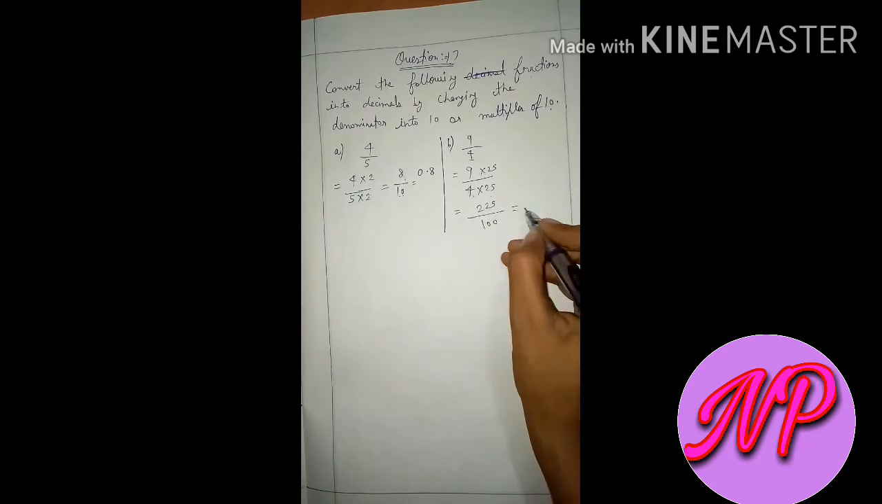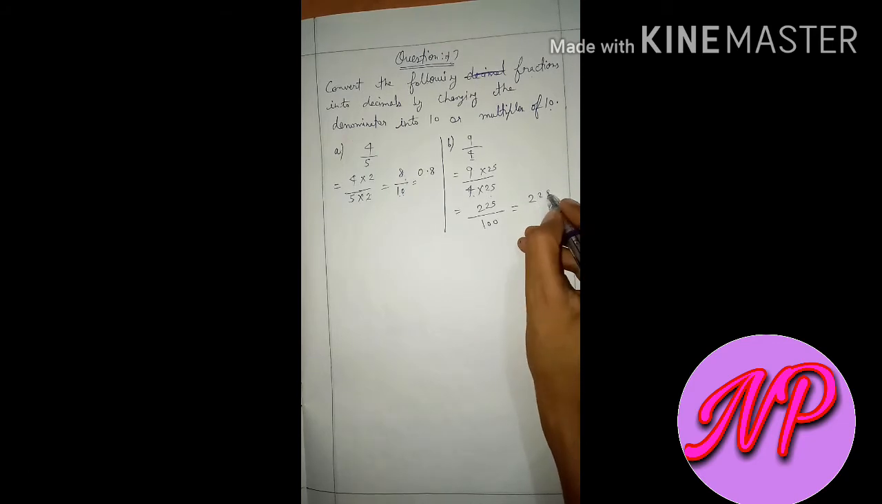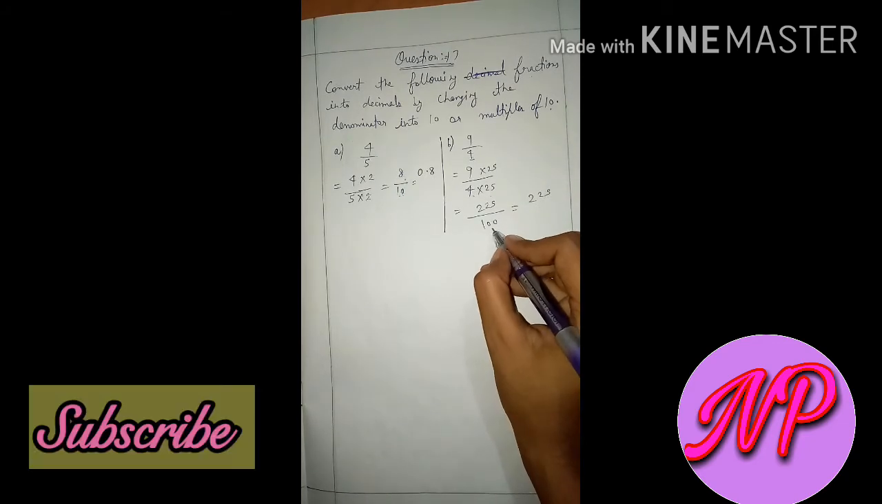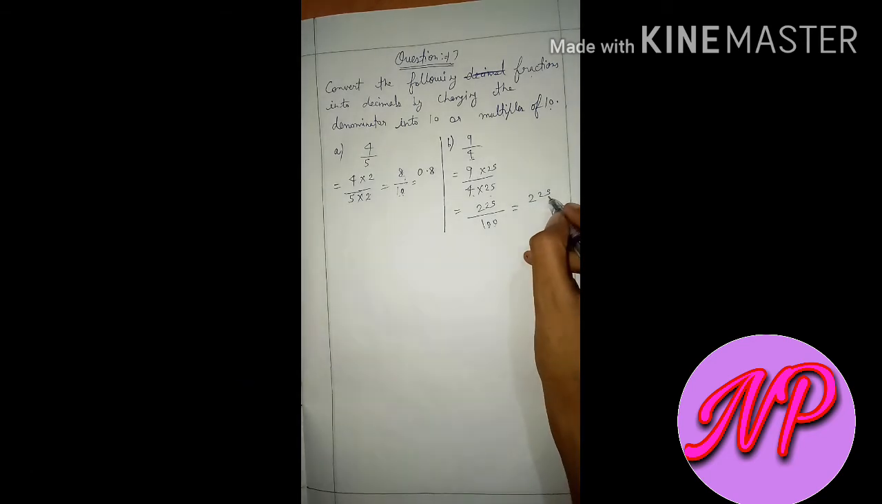We have to put the decimal point. We will write the numerator 225, and how many zeros are there in 100? In the denominator, 2. We will put the decimal point to the right side of the 2 digits, 1, 2, here 2.25. This is the answer. Got it?